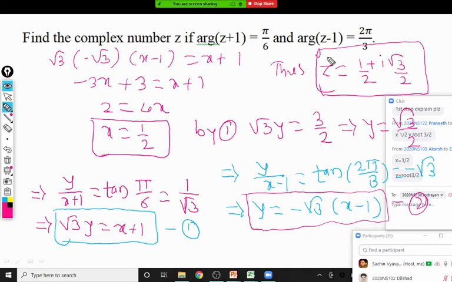You can calculate the z plus 1 complex number and then calculate its angle. You get pi by 6 as the answer. And you can get the angle for the z minus 1 complex number as 2 pi by 3. If you want, you can cross check. This one is the final answer. Once you finish, tell me.